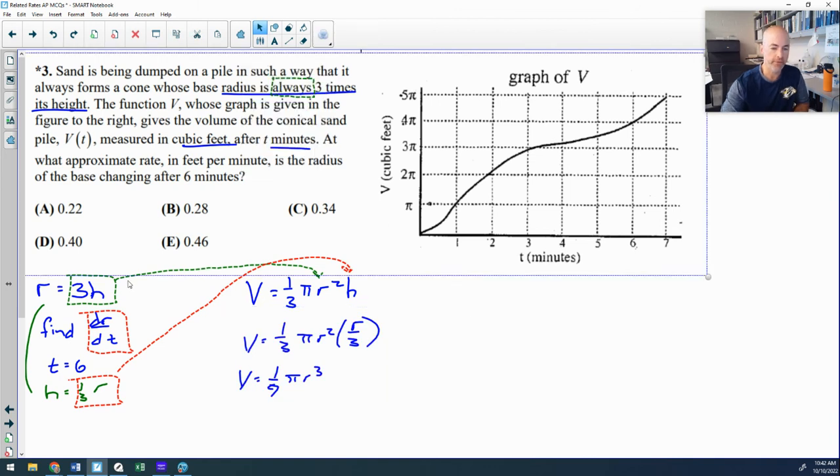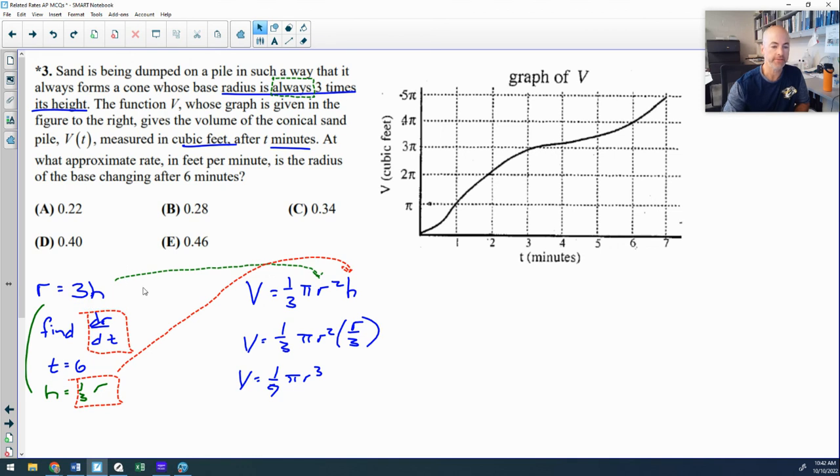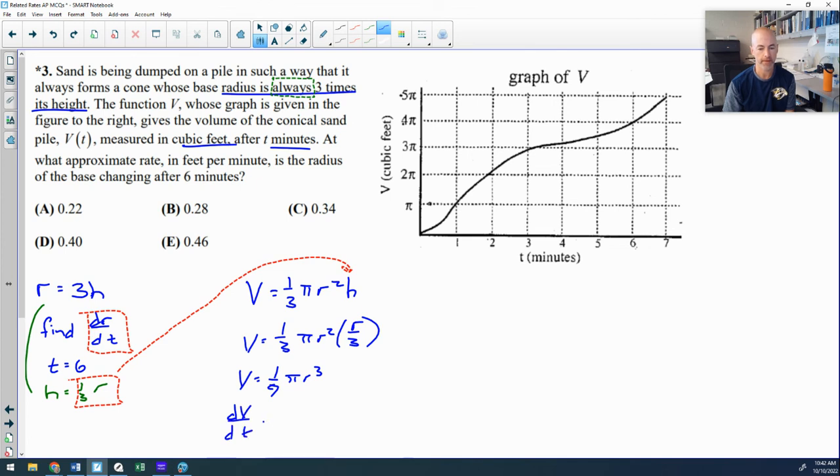Let's see, I'm going to get rid of this green stuff here because that is not what I did. There we go. All right. So now I am ready to differentiate and hopefully solve this problem. So my derivative of volume will be dV/dt equals, I'm going to ignore the 1/9 pi, derivative of r cubed is 3r squared dr/dt. And now we run into a second problem. I need to plug in for dV/dt and I need to plug in for r. Because I'm solving for dr/dt, I don't have either one of those things yet.